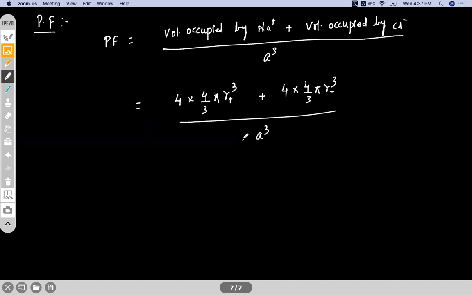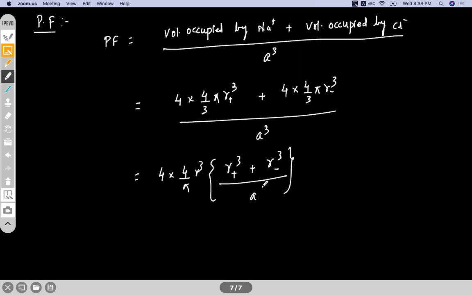The r plus and r minus ratio relations I have already given you in the previous slide. Based on the data, you can find this out. So the expression would be 4 into 4 by 3 pi, r plus cube plus r minus cube, where r minus is the radius of the anion, divided by a cube. You can solve this and you'll get the packing fraction. Is it clear? Any doubt?